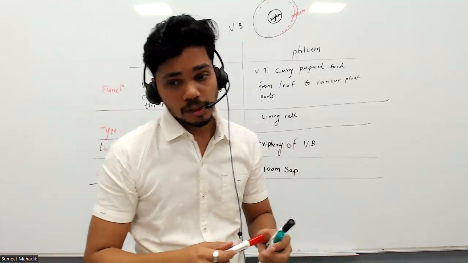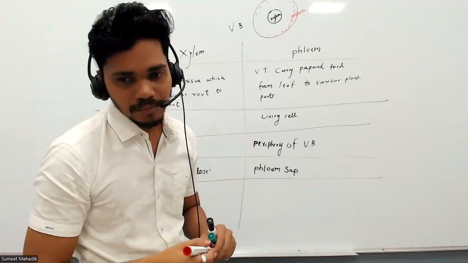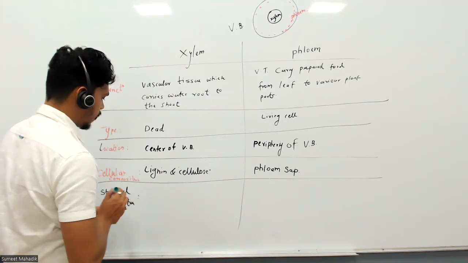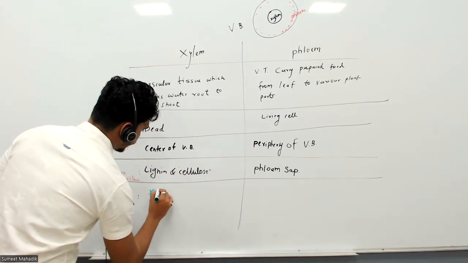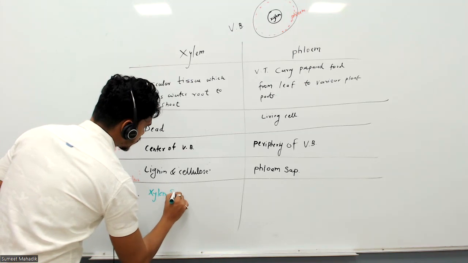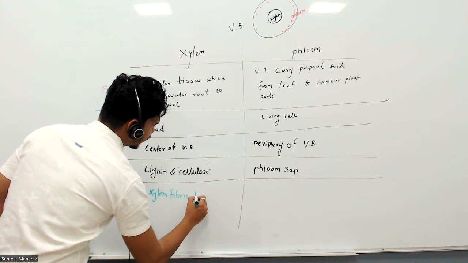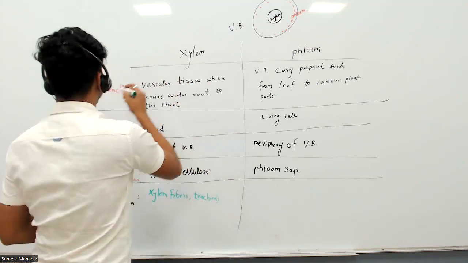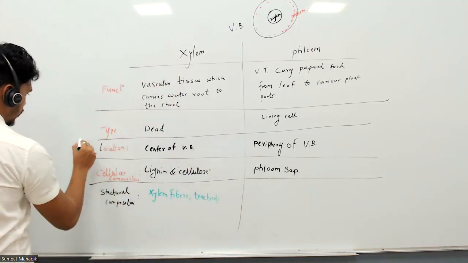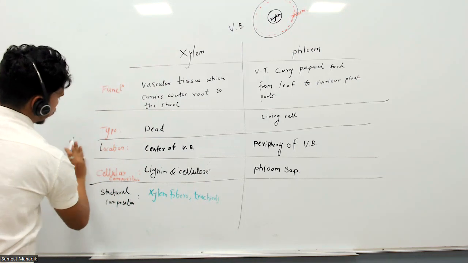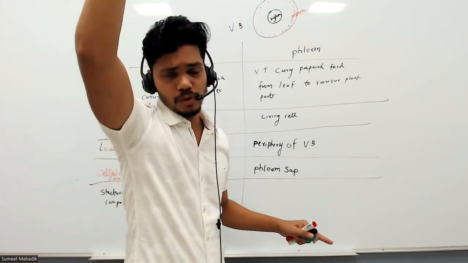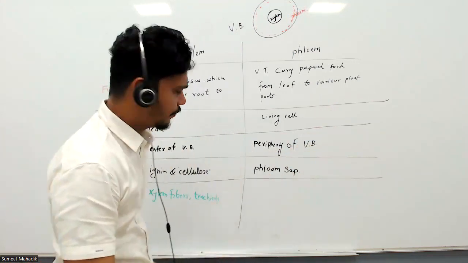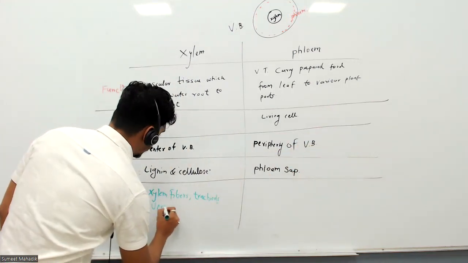Very good. So in structural composition, what should I write in the case of xylem? Xylem fibers. Definitely, I'm going to write xylem fibers. Then your tracheates. The tracheate structure is like this. They are helpful in the formation of the xylem. A dead series of cells will be there, and definitely the vessels will be there.